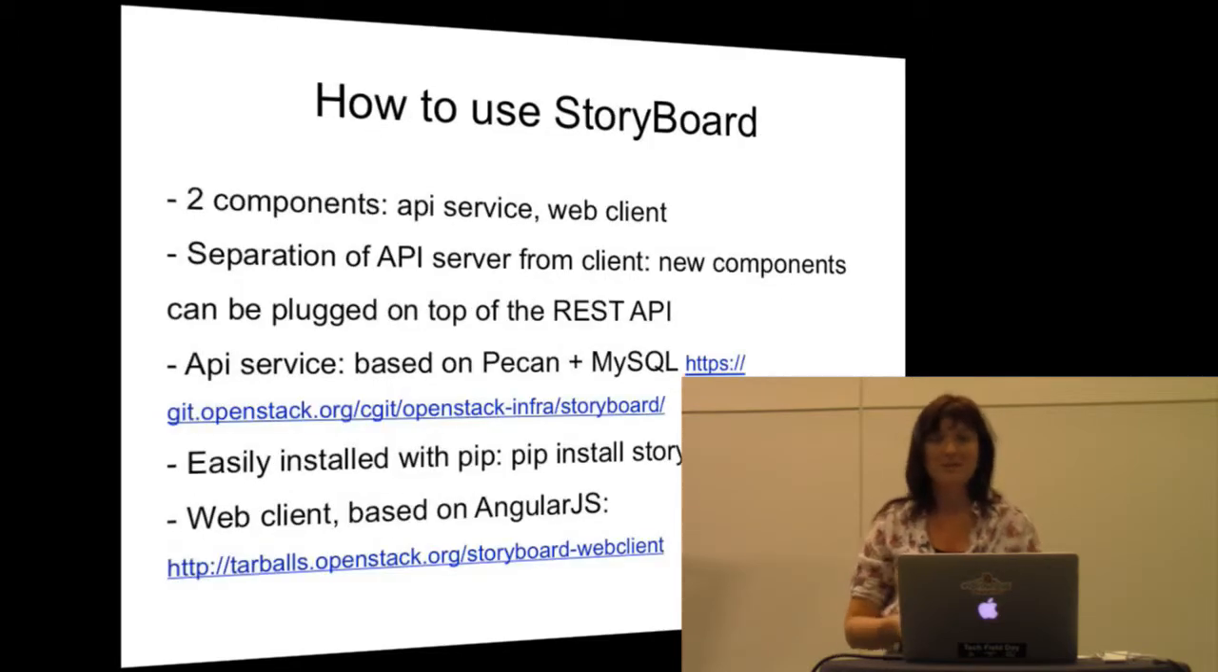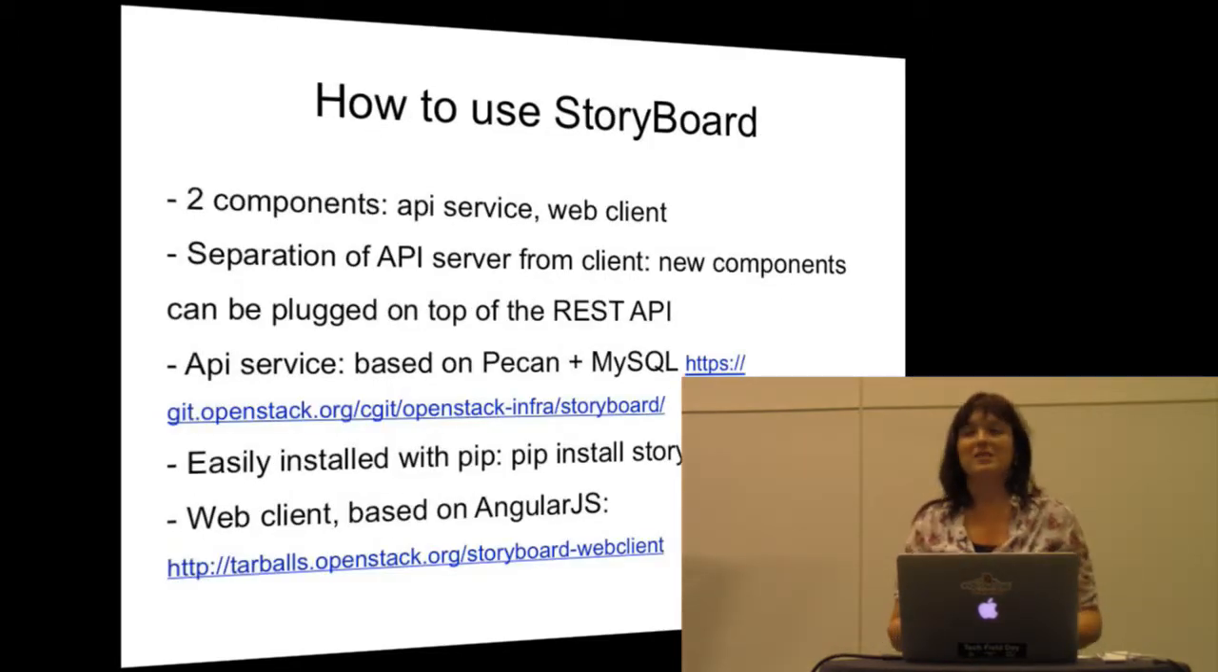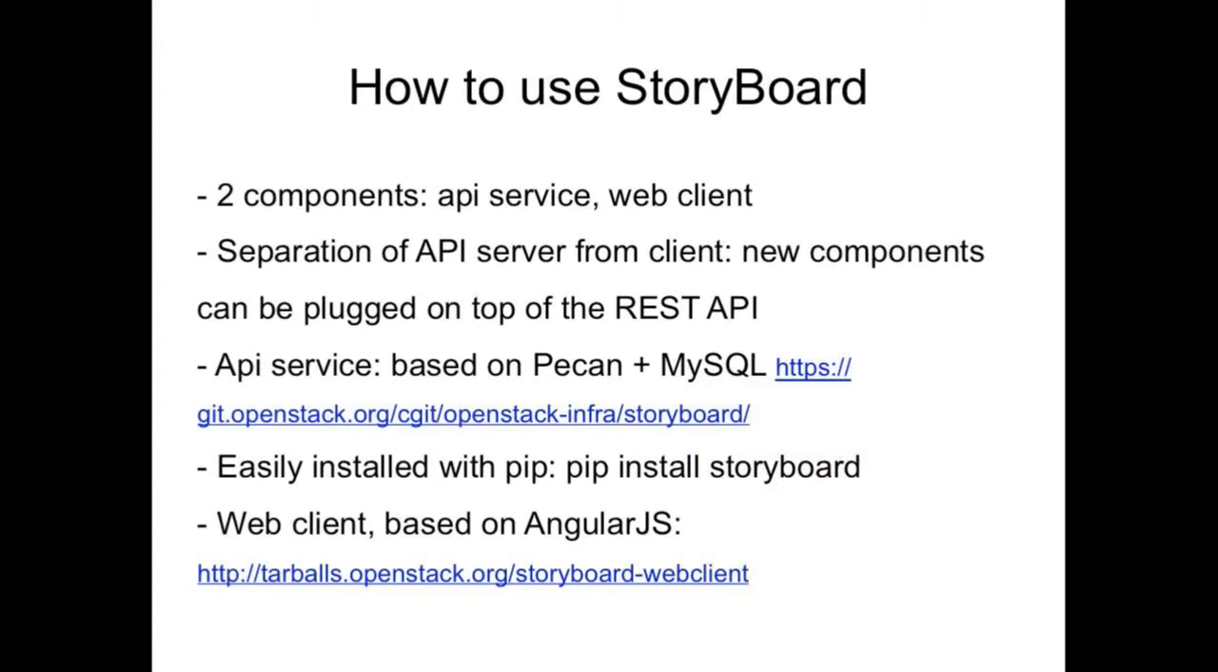So how to use it? The next step. Storyboard is composed of just two parts. We have the backend, the REST service, and then we have the web client. This separation is very important because all the features belong to the REST API service, and you can put any client on top. We have a web client. We also have a Python client, but you can write your own client on top of it with your own needs, and your own look and feel. So all the core features are on the backend.